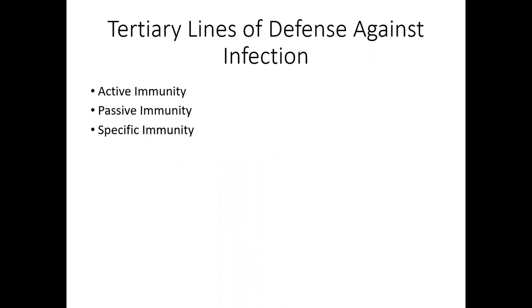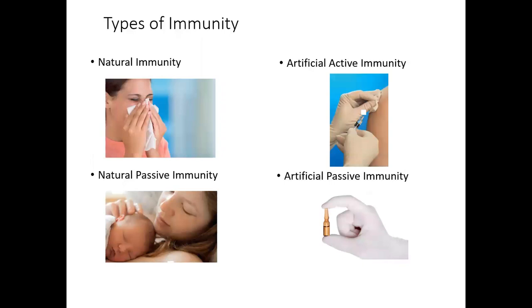And then we have our tertiary line of defense against the infection. We can have active, passive, and specific immunity. So, types of immunity: we have our natural active immunity. This is a person who becomes ill with an infection. The body produces its own antibodies to fight the disease-causing organism and protect from infection in the future, like influenza.